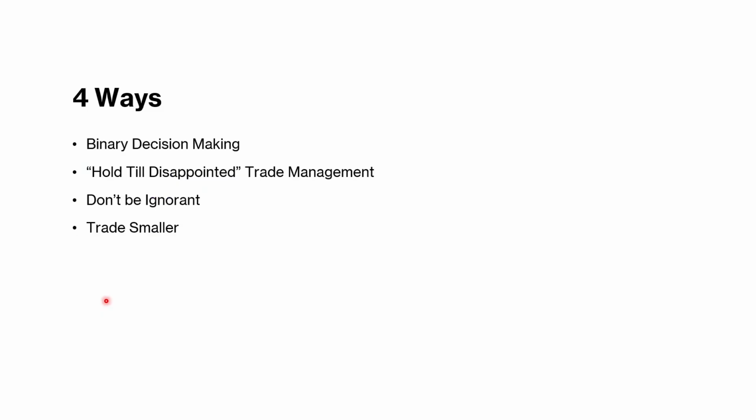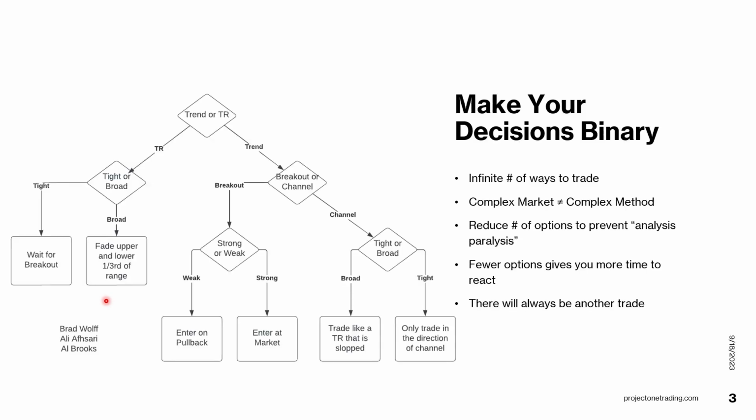But the 4 ways I came up with: binary decision making, hold till disappointed, which is a trade management style, don't be ignorant, and then trade smaller. And I'll get into these starting now.